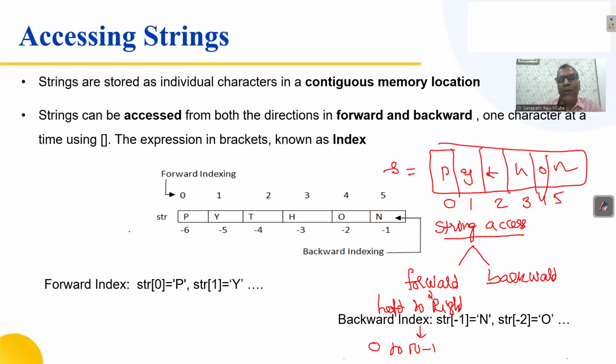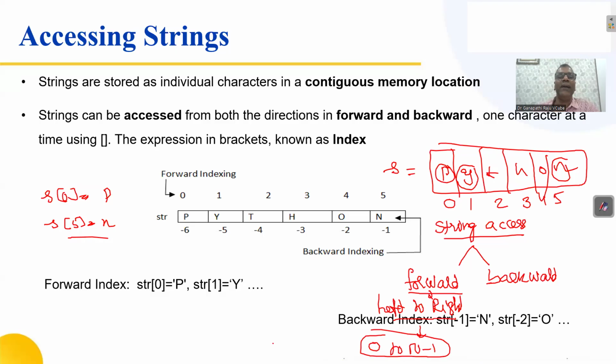Now, for example, if I want to access s of 0, it refers to P. S of 1 refers to Y. S of 5 refers to N. Is it okay for all of you? This is called accessing the data in forward indexing. Forward indexing means reading data from left to right, where we take the indexing from 0 to n minus 1. Some languages like Urdu are read from right to left.